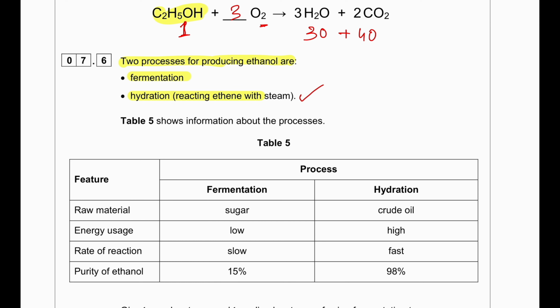This one we just studied a few moments ago. Fermentation is the process by using fungi. Raw material is sugar, energy use is low, it is slow, and purity is only 15%. Raw material is crude oil in hydration. The energy usage is very high and it is fast, and purity is 98%.